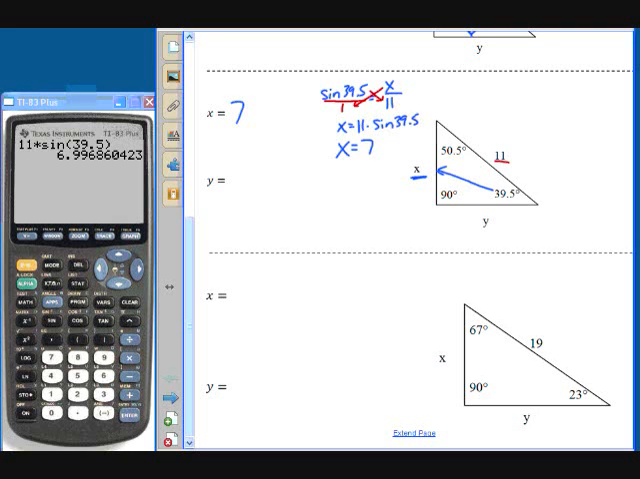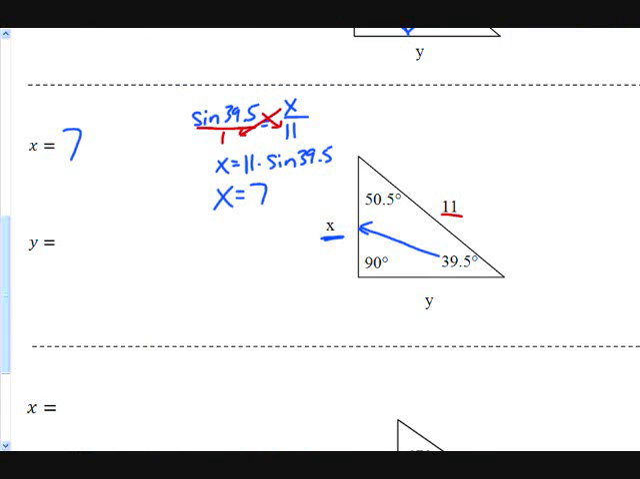And now in order to find y, I'm just going to use my other angle, because my other angle is across from the y. Remember, I have to use opposite. See, this angle is opposite the y value, so I'm going to do sine of 50.5 equals opposite, the side opposite that is y, over the hypotenuse, which is 11.